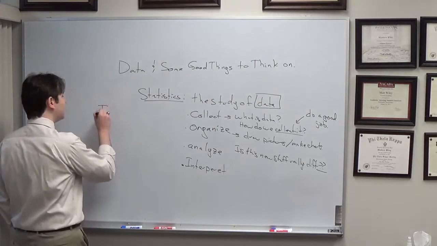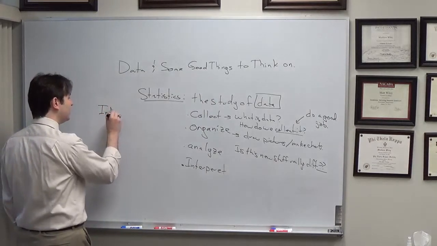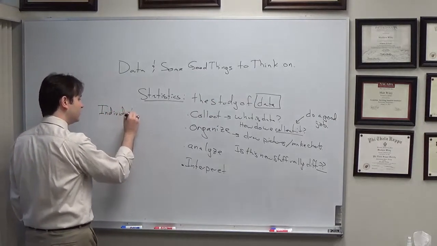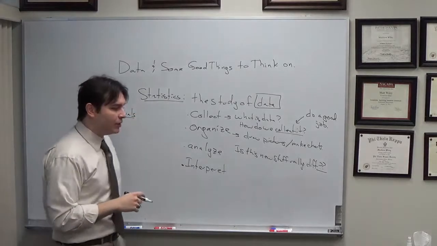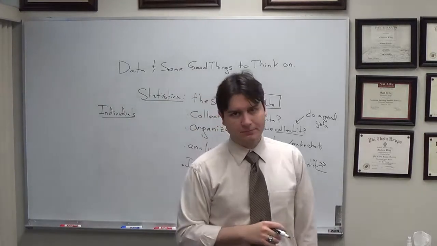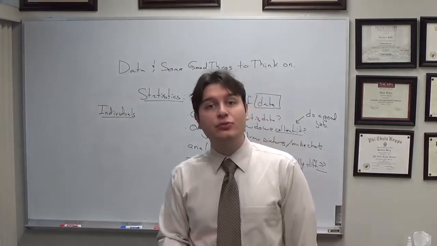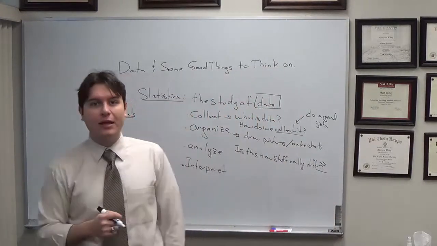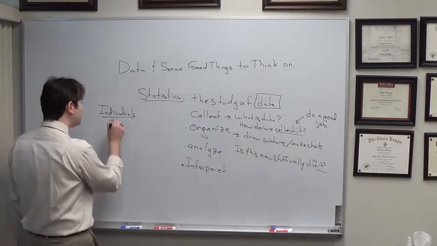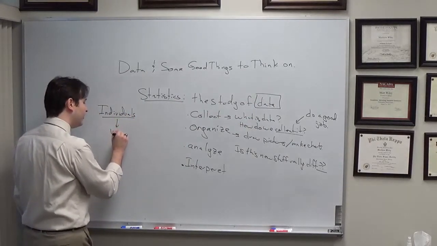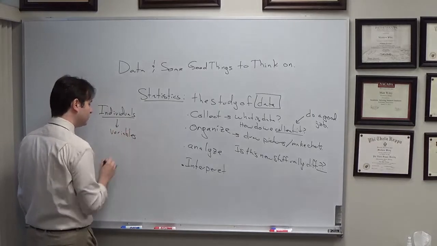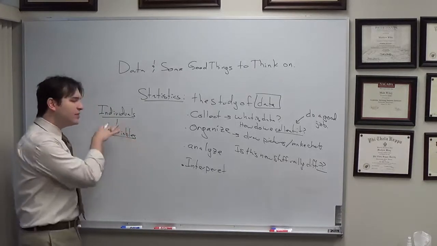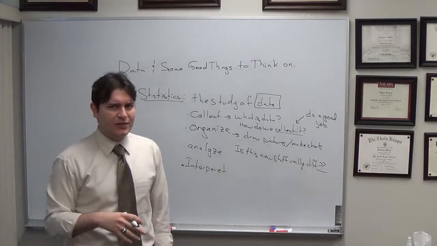So, in statistics, we tend to study individuals. Individuals are people just like you and me. However, individuals tend to have things about them, features. You're different than me. I'm different than you. And these differences we call variables. Variables and individuals are different things.